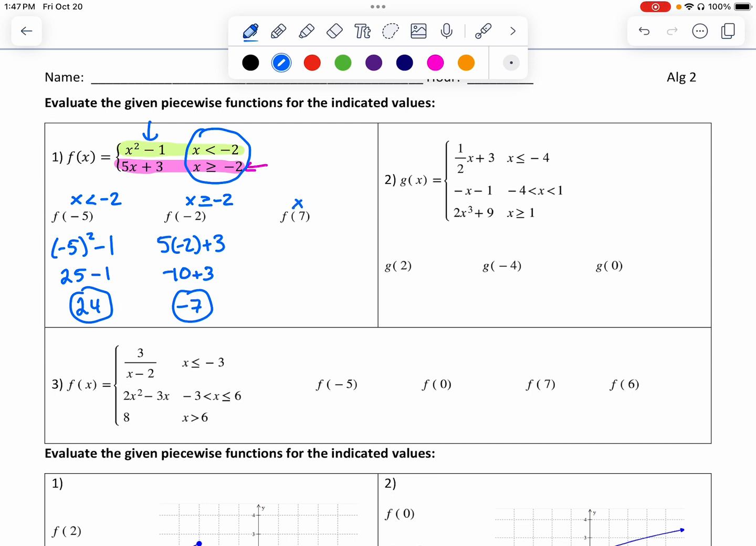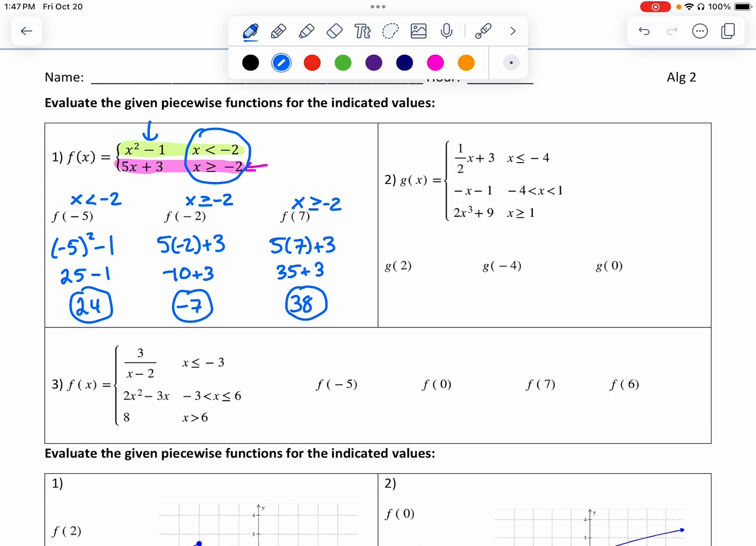Finally, 7 is our x, and 7 is greater than or equal to negative 2. So I'm going to plug it in. So it's 5 times 7 plus 3. Because it matches that domain restriction, that's the reason why we're plugging into that equation. So 35 plus 3 is 38.